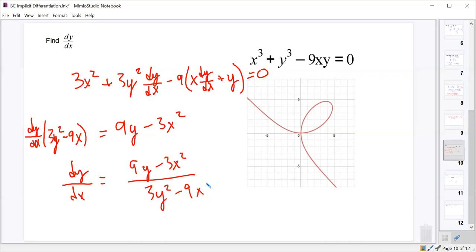Any issues or questions on that? Everybody good? Everybody recalls implicit differentiation. Could find the second derivative of any of these if they were asked to.